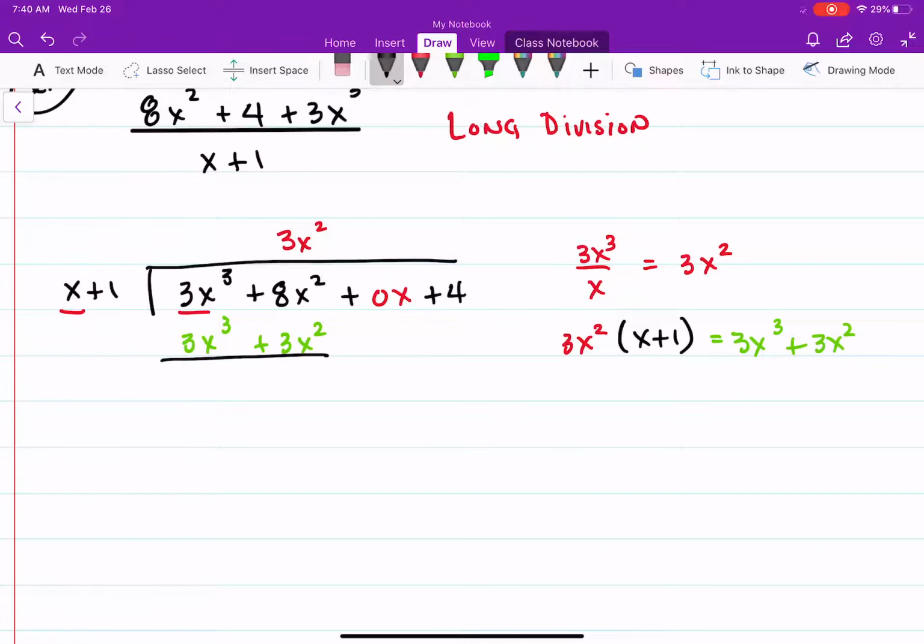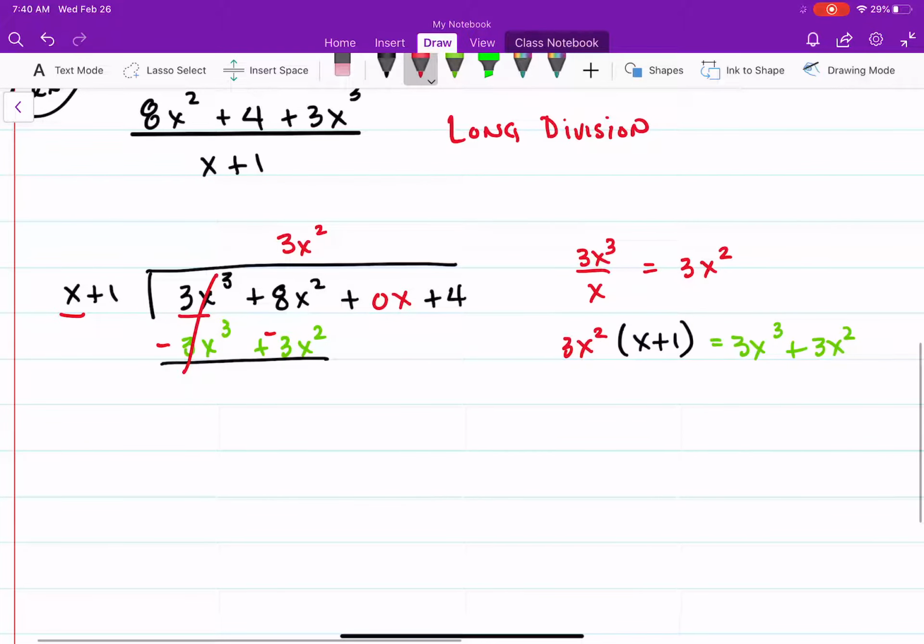Step 3, we want to subtract. So when we subtract, we're going to basically flip the signs, or it's like distributing a negative through. What we'll have here, if you notice, is that this cancels out, because positive 3x cubed minus 3x cubed goes to 0. So there's nothing left. Over here we have 8x squared minus 3x squared, so we get 5x squared. And the fourth step is going to be bringing down the next term.